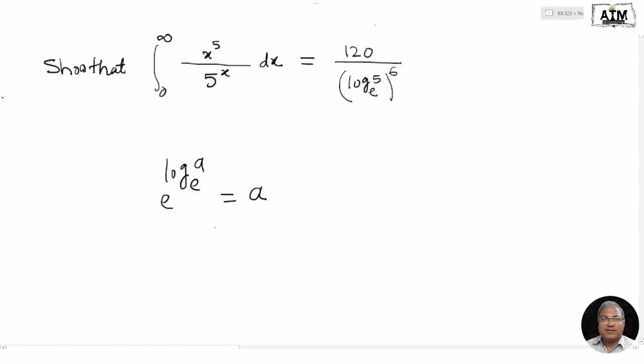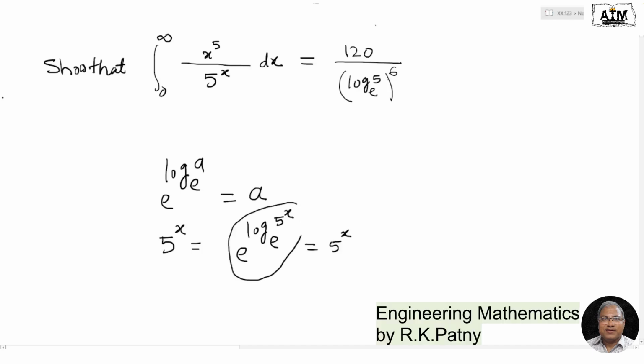So in this question, 5 raised to x can be written as e raised to log 5 raised to x to the base e, and as per this property, the result is again 5 raised to x. So instead of 5 raised to x, we are going to write this in place of 5 raised to x.